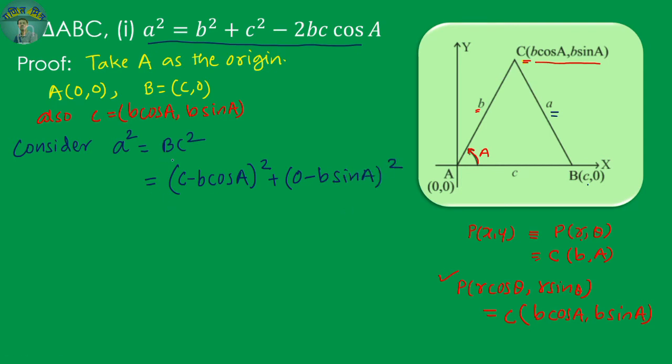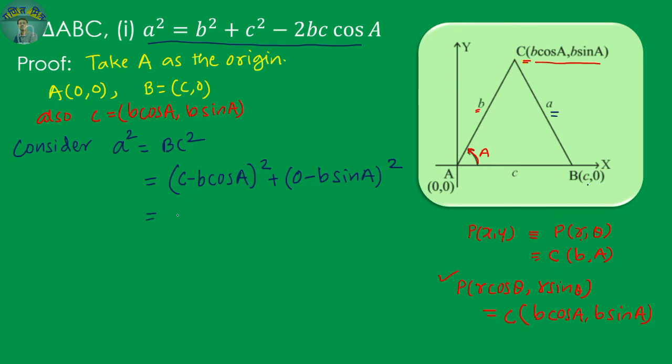Actually there is a root sign in the distance formula, but when we are taking BC square, because we are taking square, that root sign will be gone, and we are writing just C minus B cos A square, that is subtraction of x coordinate bracket square and subtraction of y coordinate 0 minus B sin A bracket square.